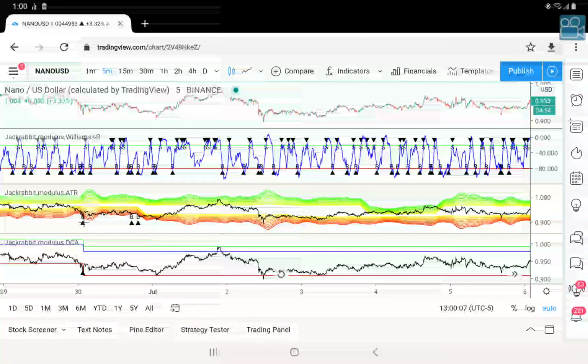You'll notice here it purchased, dollar cost averaging shows a purchase. Here it shows another purchase. Dollar cost averaging doesn't.